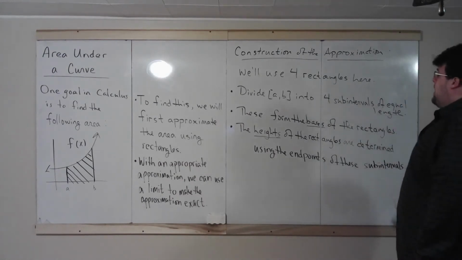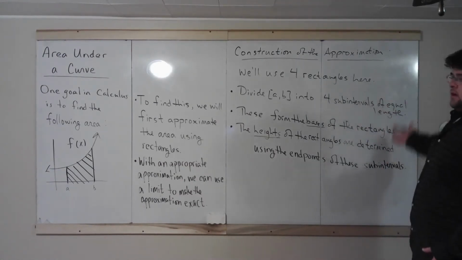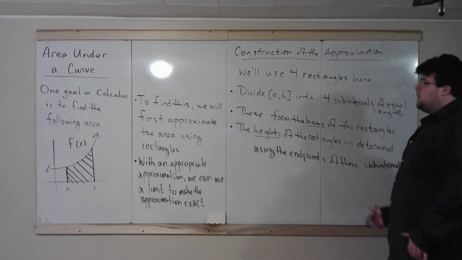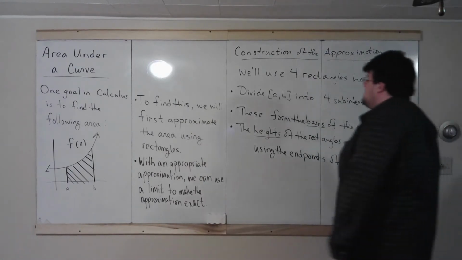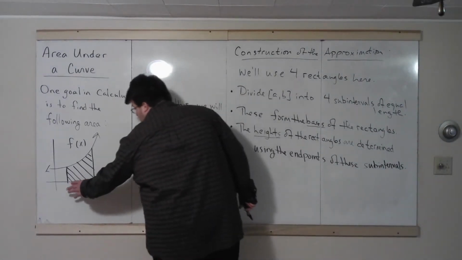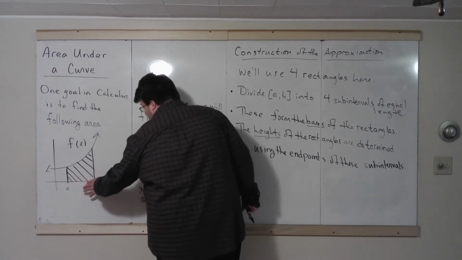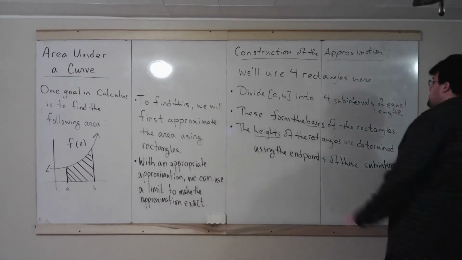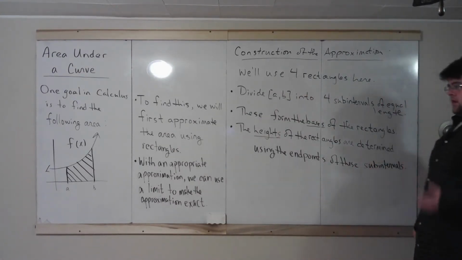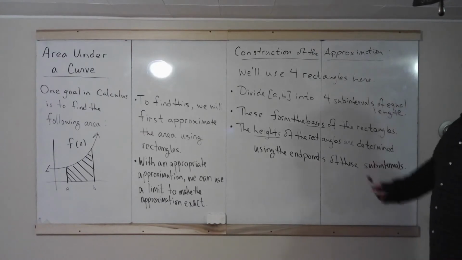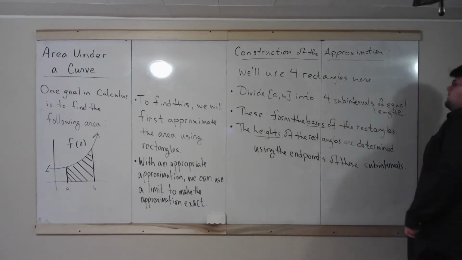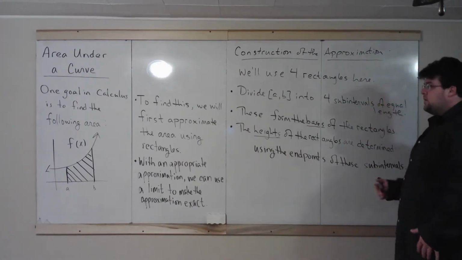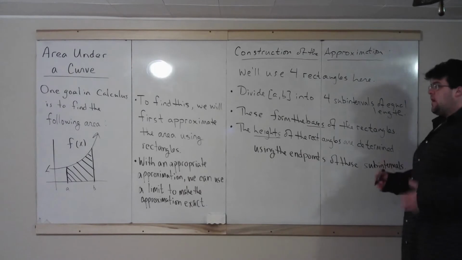Well, to illustrate the approximation, here we're going to use 4 rectangles for this first illustration. We're going to use 4 rectangles. And what we're going to do is take this interval, a to b. I should have been a little more careful in filling in that area. We're going to take that interval, a to b. We're going to divide it into 4 subintervals of equal length. The equal length will make the algebra more convenient. Divide the interval into 4 subintervals. These 4 subintervals are going to form the bases of the rectangles.